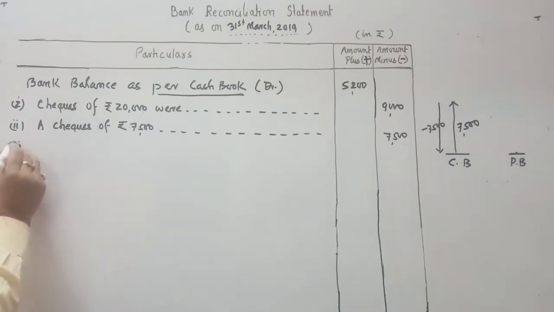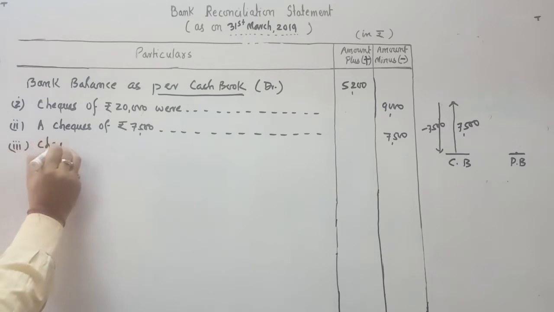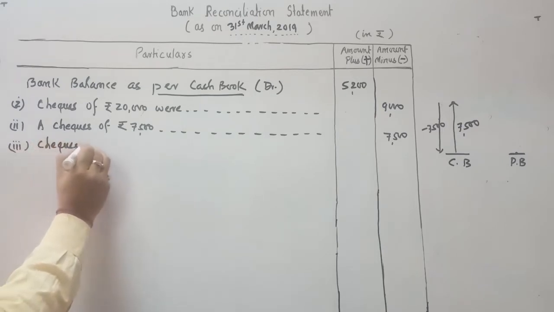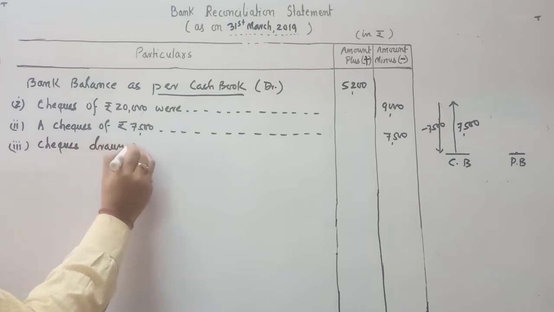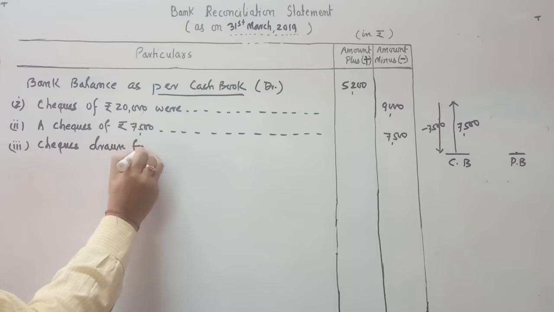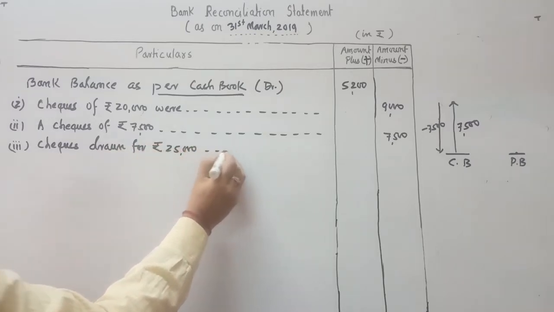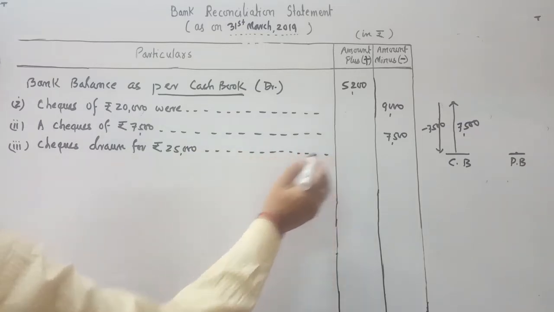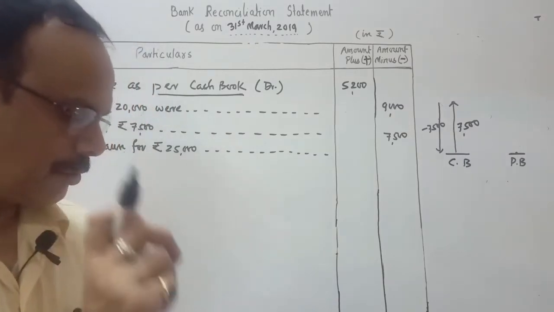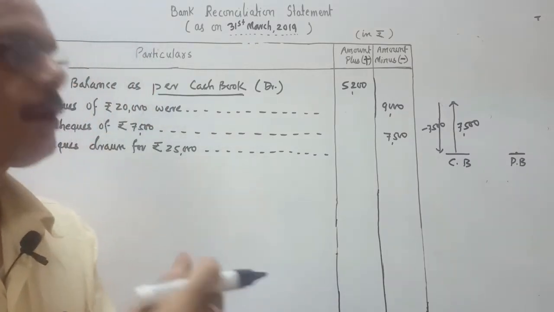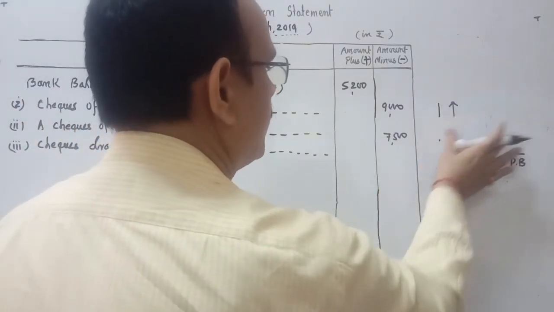See the third number. Checks drawn for rupees 25,000. Write the sentence completely: checks drawn for rupees 25,000 were not presented for payment. That check is not presented for payment.